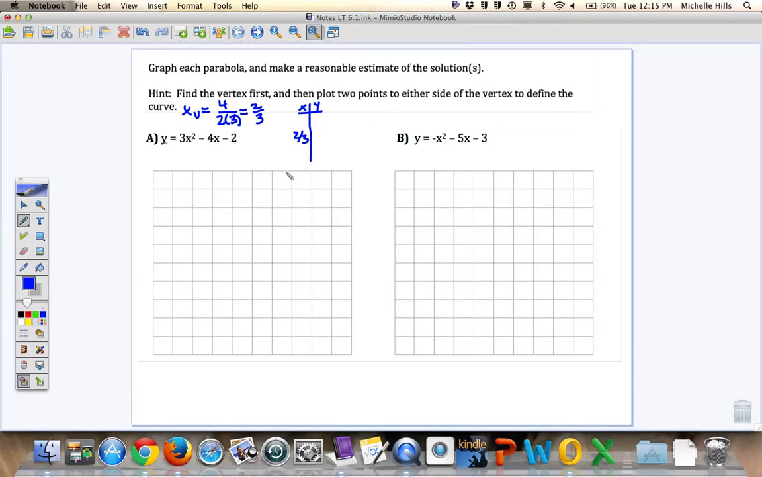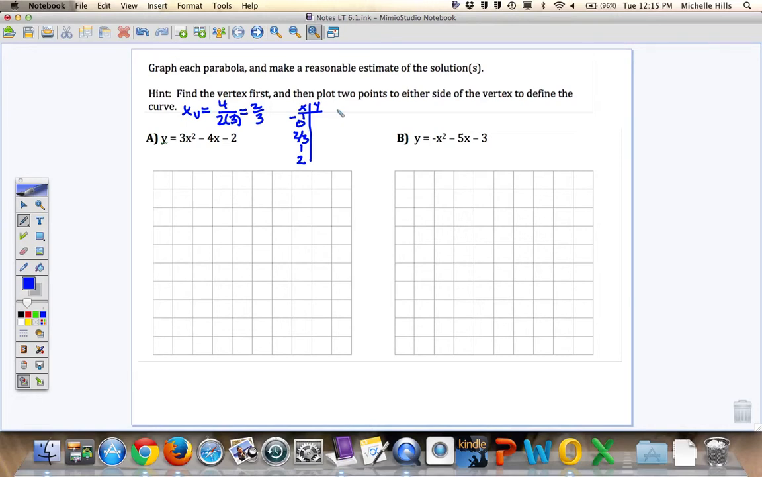I'm going to want to use integers as much as possible though, so I'm going to go down to the next two consecutive integers below 2/3, which would be 0 and -1, and then up to the next two consecutive ones, so 1 and 2. I'm going to plug these values into my calculator and calculate for y. So when I do that, I'm going to take 3 times 2/3 squared minus 4 times 2/3 minus 2, etc. And when I do that, I end up with the following values. Again, I'm going to do that for each of them.